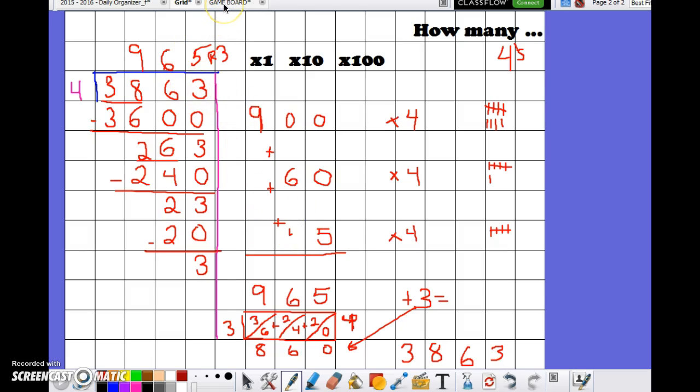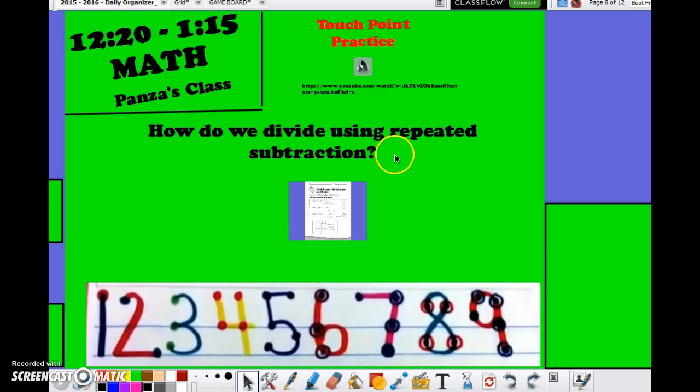So I go back to the game board. I recognize that my remainder was 3, and I take my game piece and move it 1, 2, 3 spaces. So that's how you use repeated subtraction to divide and play our game.